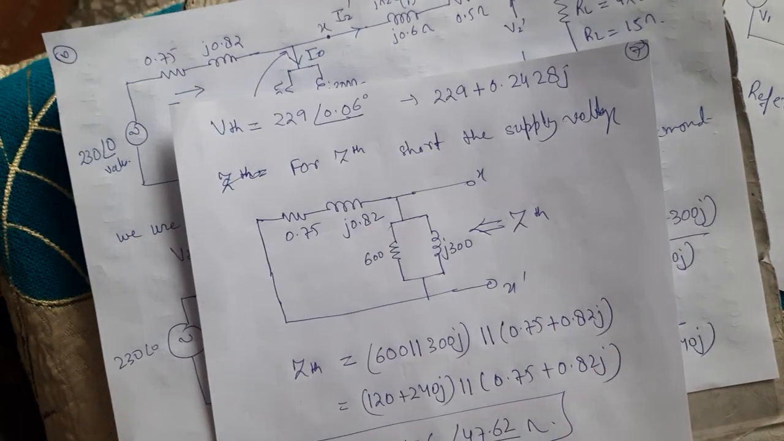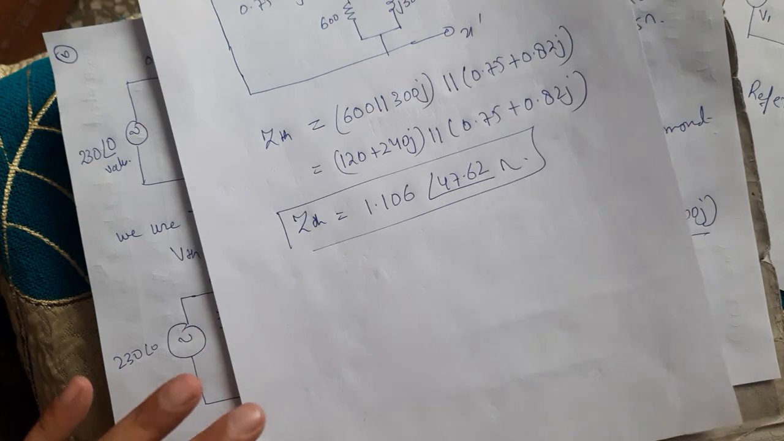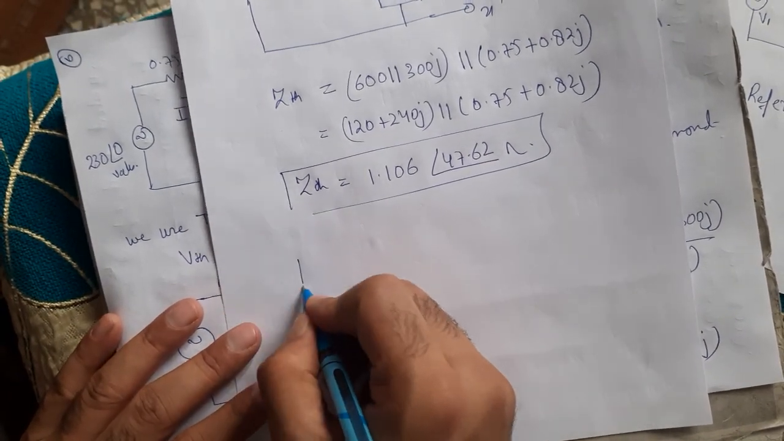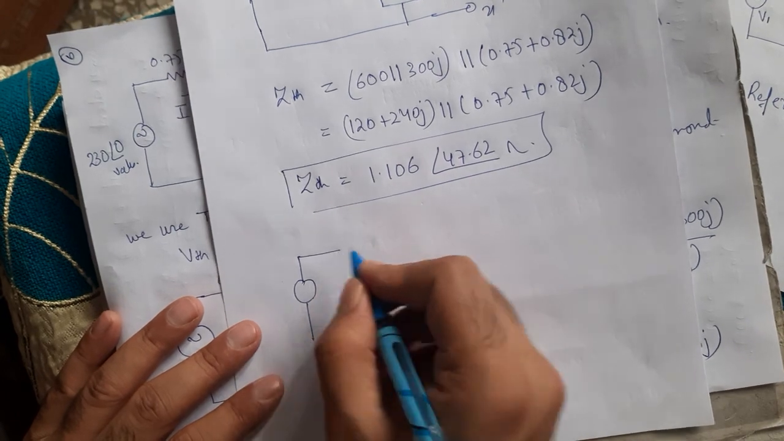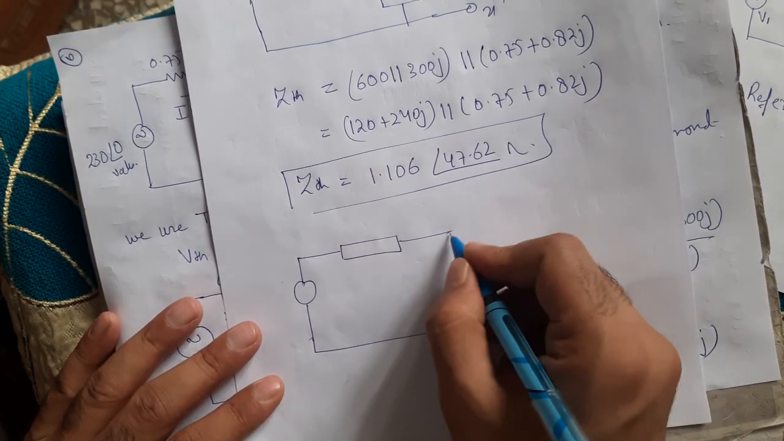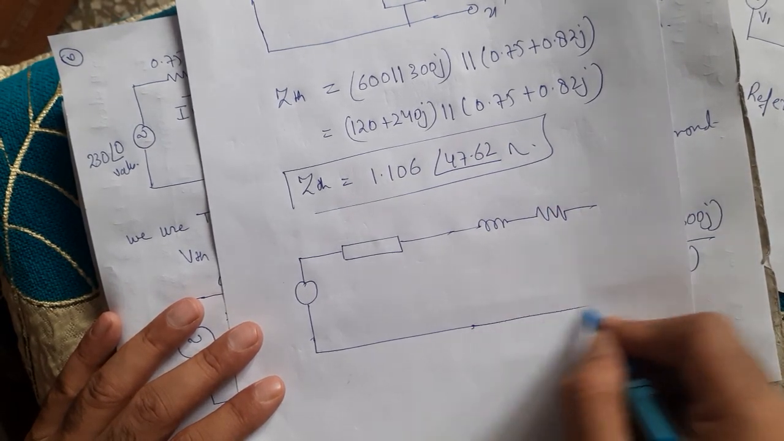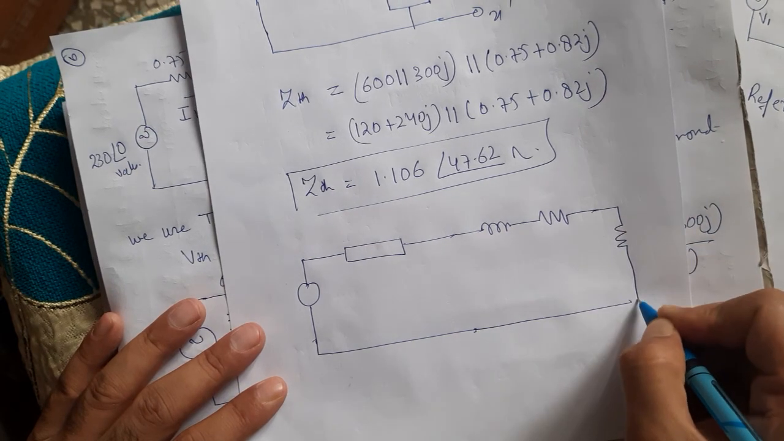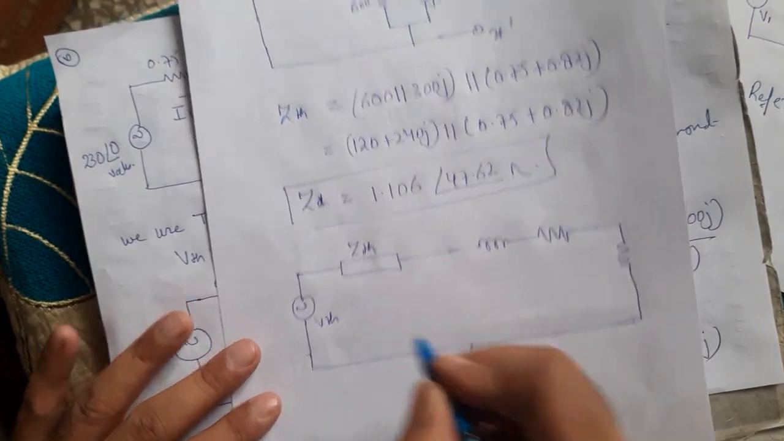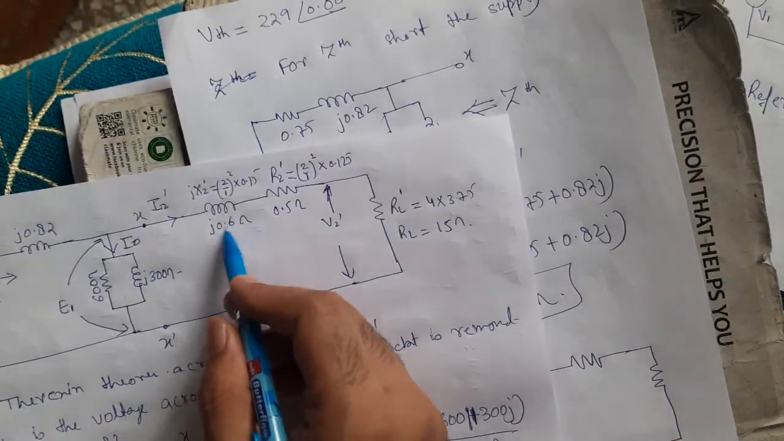Now you have VTH, you have ZTH. Got it? So let us draw the Thevenin equivalent circuit for the transformer. It will become VTH. This is ZTH. So this is my ZTH. This is my VTH. What was the secondary reactance? Secondary reactance was j0.6.